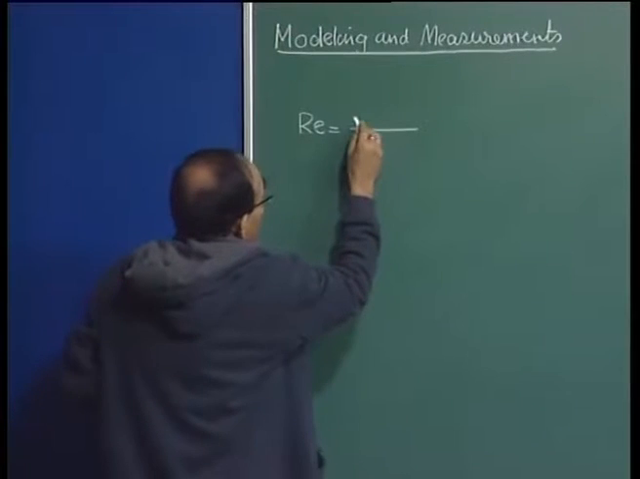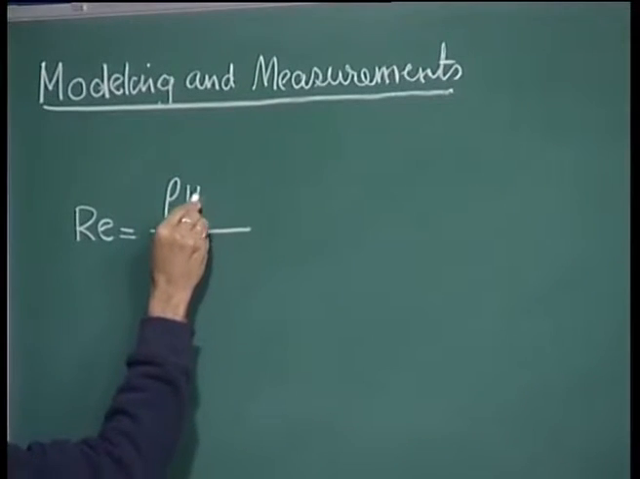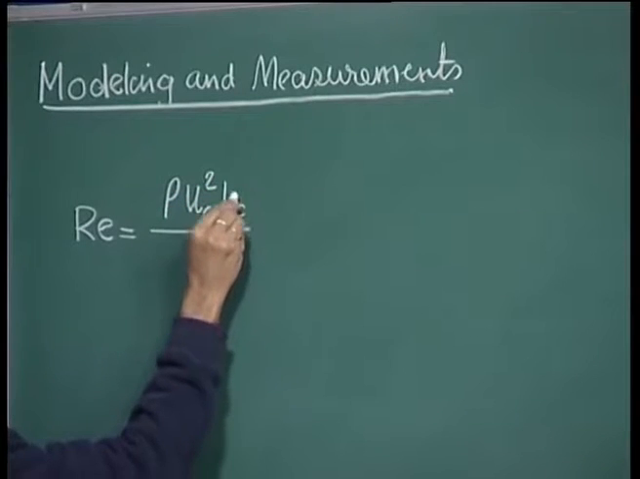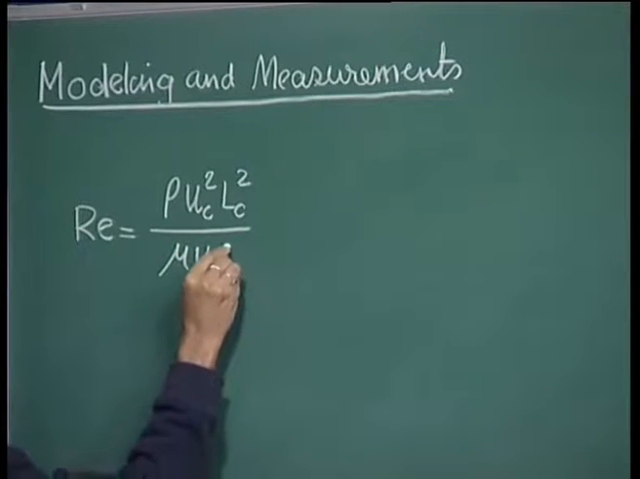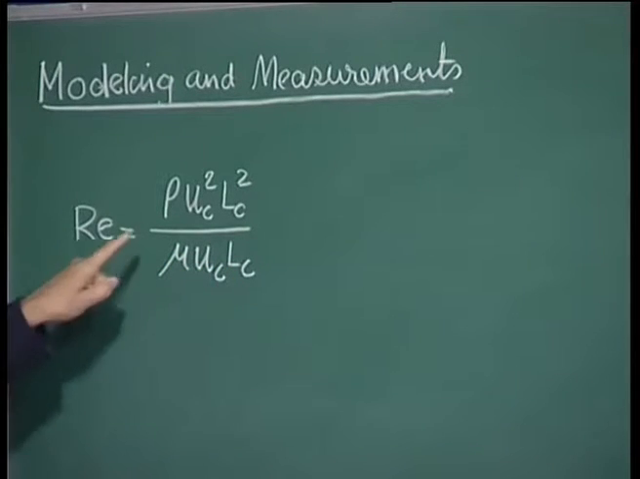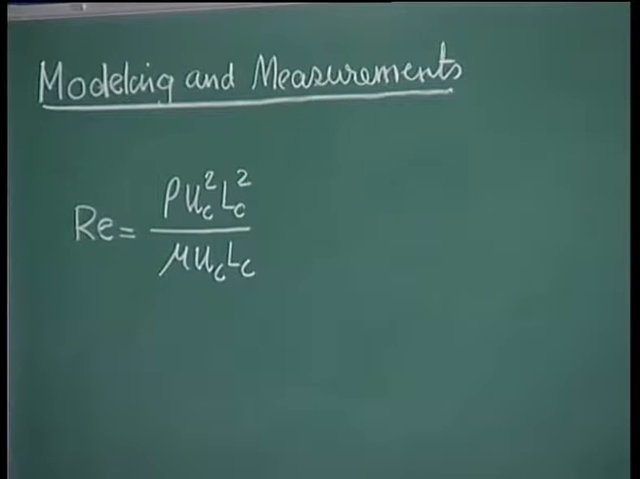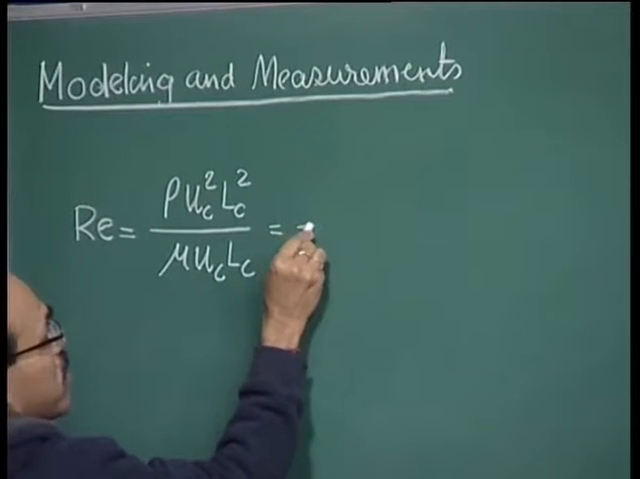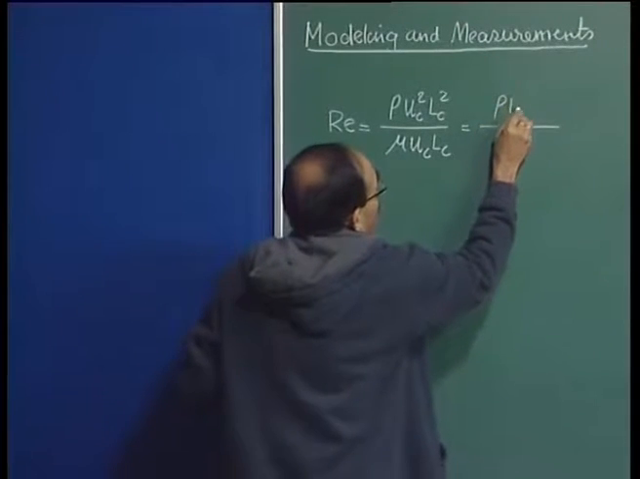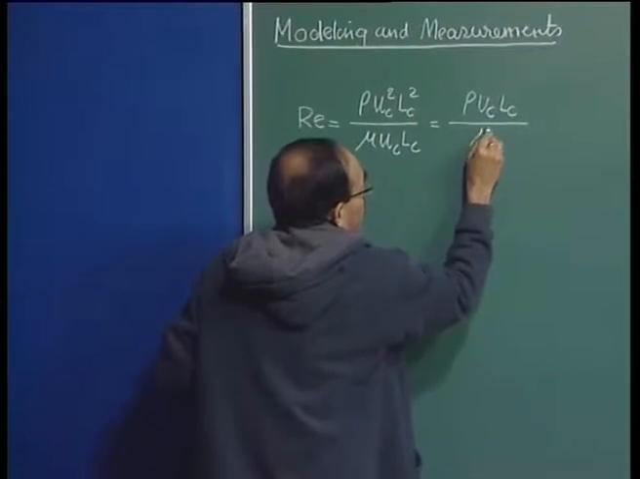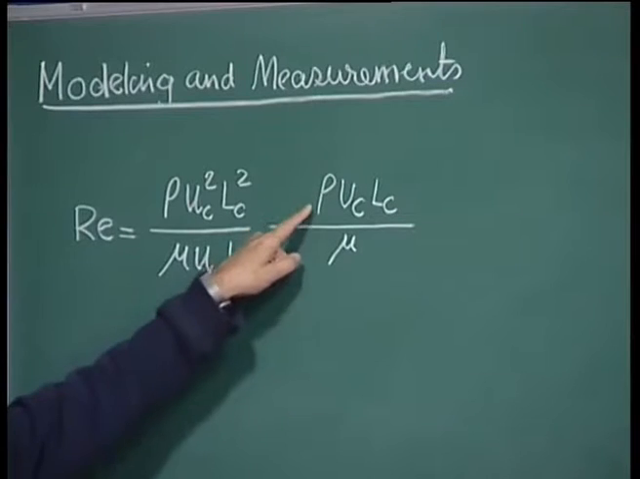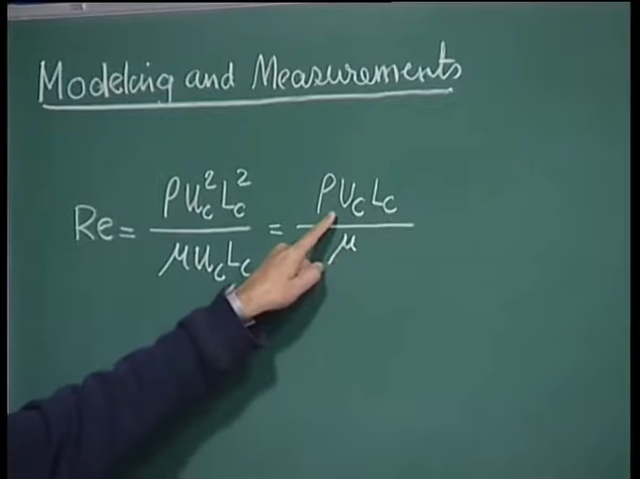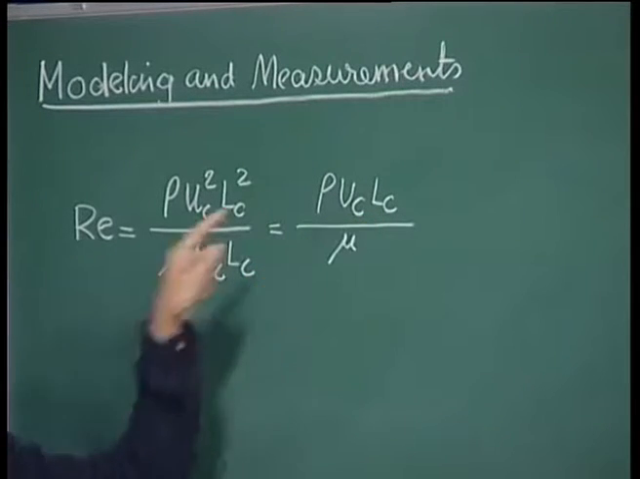Now, inertial force has an expression like rho UC square LC square, and viscous force has an expression like mu UC into LC. So, this is a dimension of Newton, this will also have a dimension of Newton, and if we simplify this, then we get rho UC LC by mu. This is a traditional definition of Reynolds number as we encounter. These two are respectively density and viscosity of the melt. UC is the characteristic velocity, LC is the characteristic length.